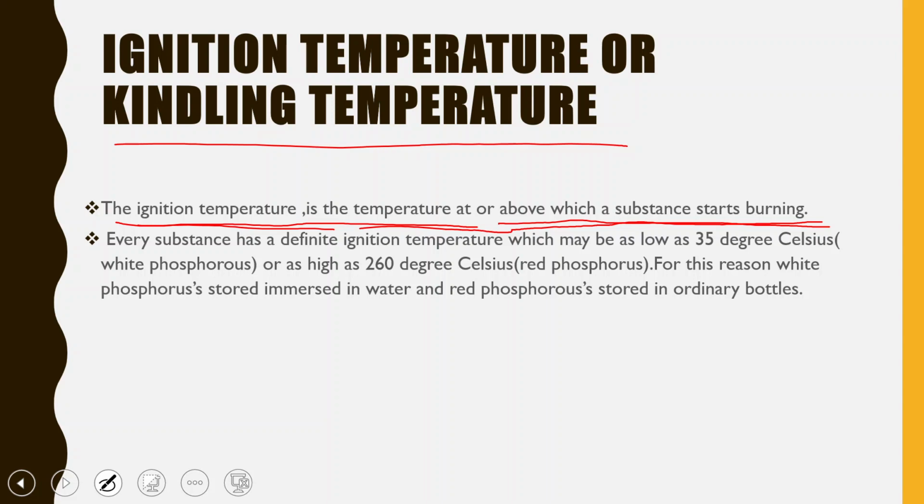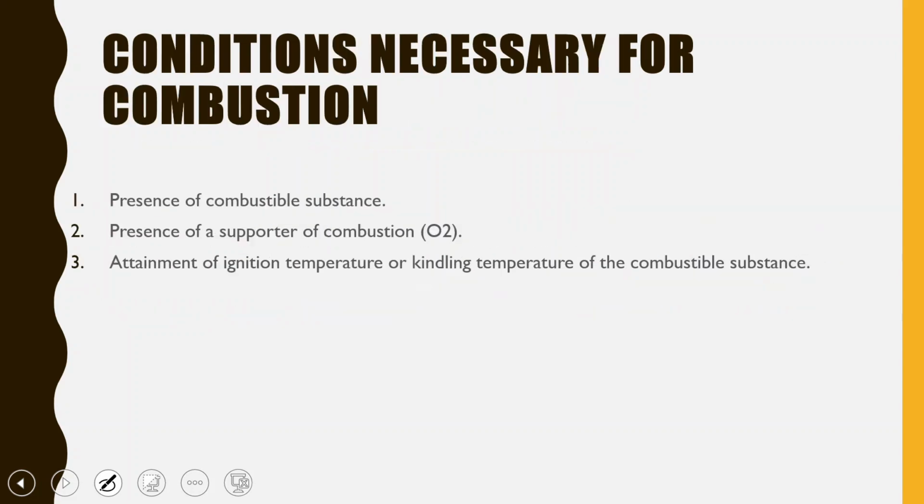Every substance in the world has a different ignition temperature, and it may be very low like 35 degrees Celsius for white phosphorus, and it may be very high like 260 degrees Celsius for red phosphorus. For this reason, white phosphorus is stored immersed in water and red phosphorus is stored in ordinary bottles.